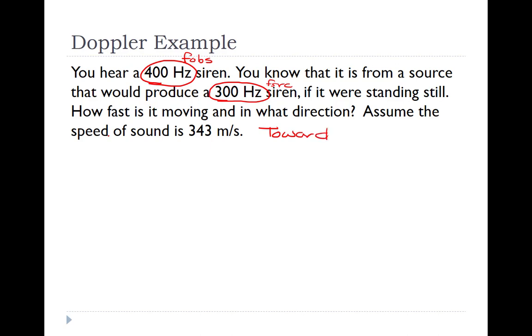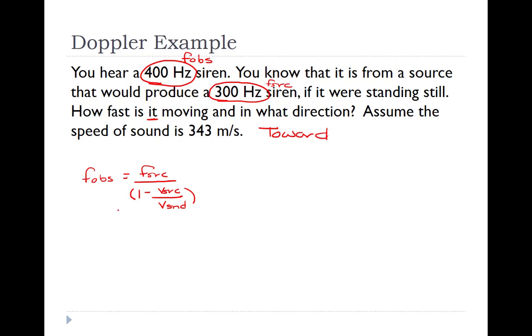Okay, it asks how fast is it moving? Well, the it in this case refers to the siren, so we have a moving source, and it is moving toward. So again, that would be this formula. So the frequency that is observed is the frequency of the source divided by 1 minus the speed of the source divided by the speed of sound.